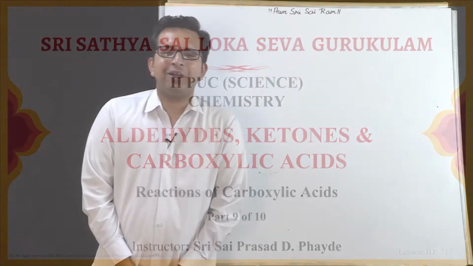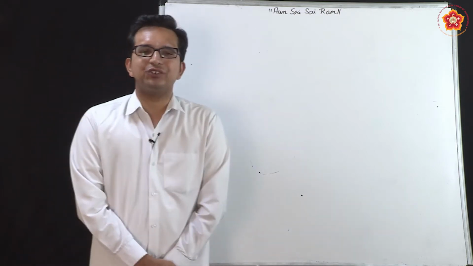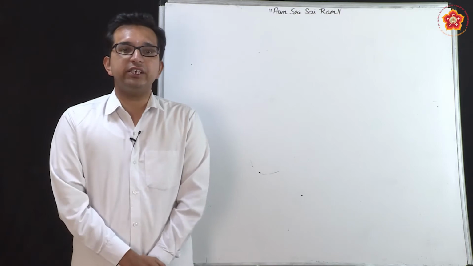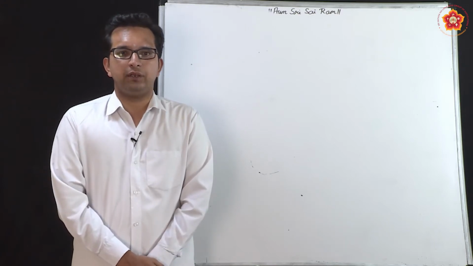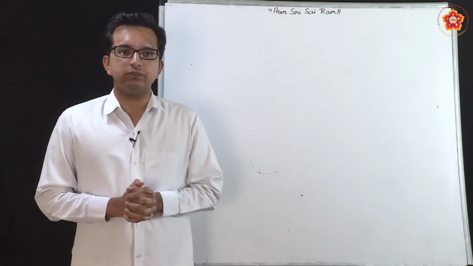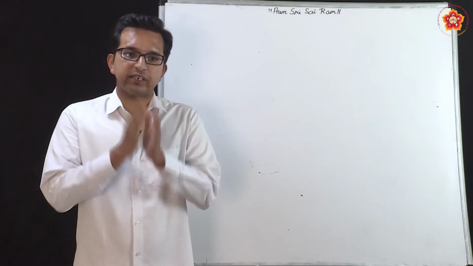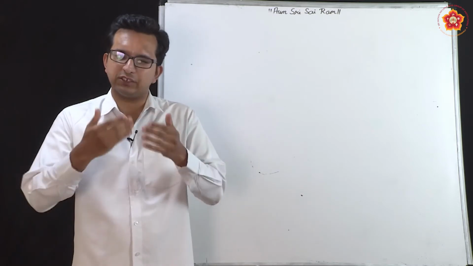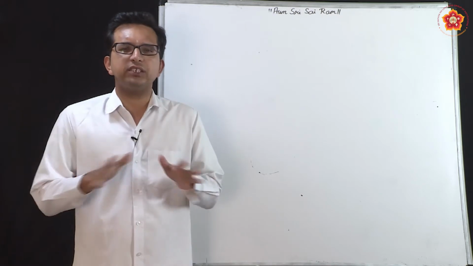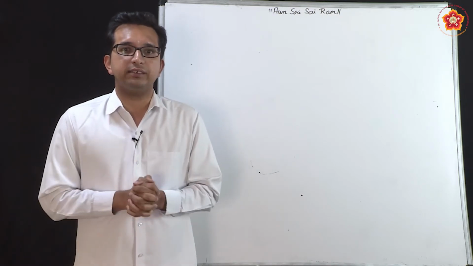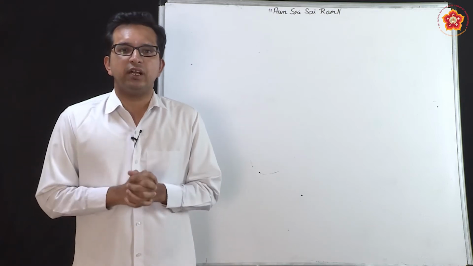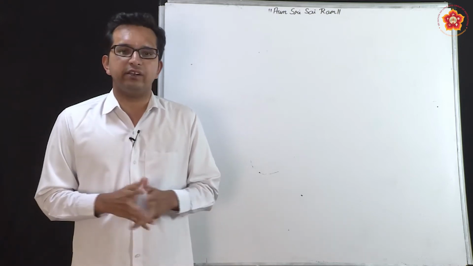Sairam. Having seen the named reactions of aldehydes and ketones, and then having studied the acidity of carboxylic acids, where we determined why carboxylic acids are acidic in nature, and what the factor is that determines which is acidic and which is more acidic, which is less acidic. We happened to see all these factors in the earlier class, and in this class we will be looking into various reactions that carboxylic acids undertake.